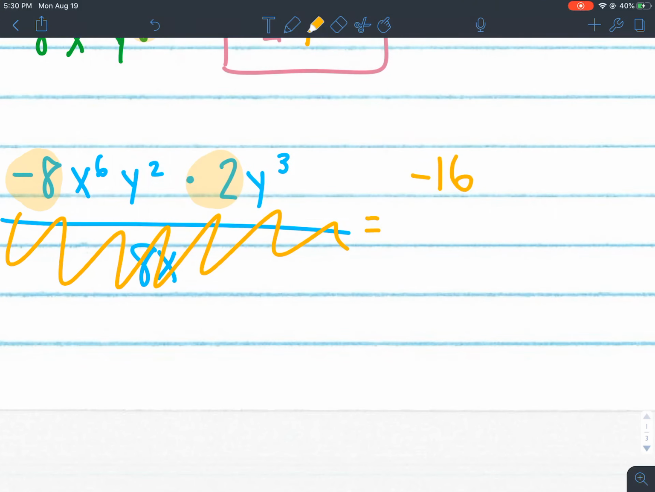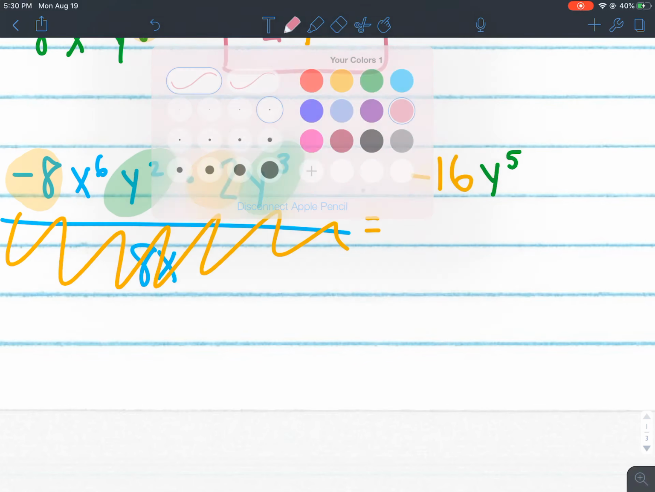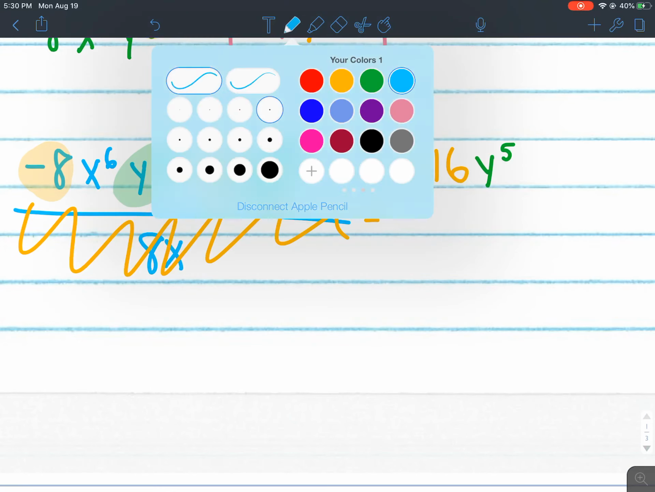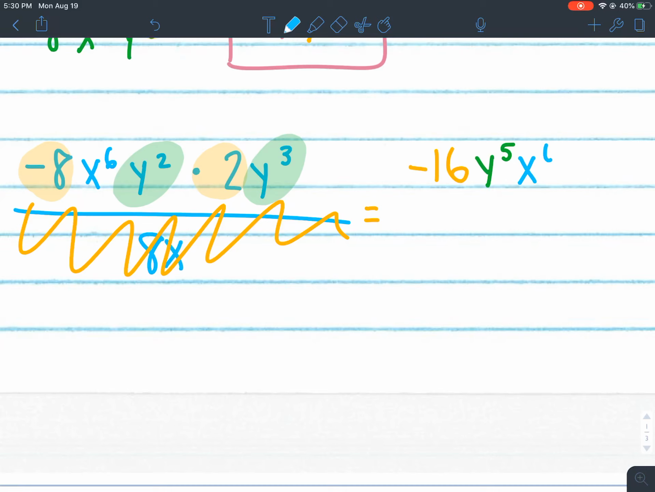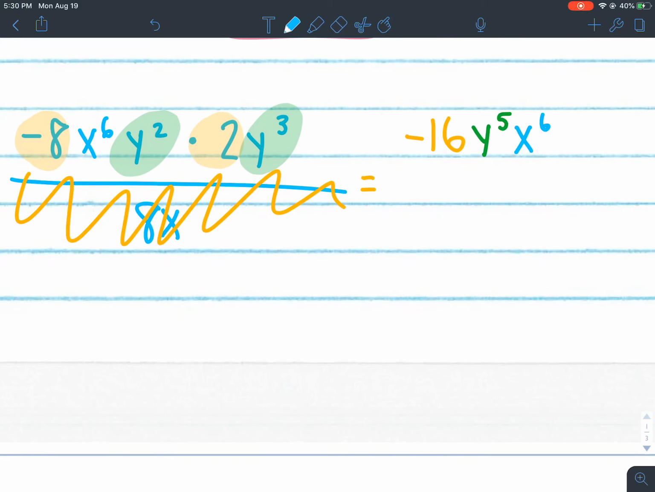I also see that I have some y's that are the same. So same base here, I have y cubed and y to the 2nd. So that's going to be y to the 5th, right? We're going to add those. I have 2 y's multiplied by 3 y's. That's going to be 5 y's multiplied together. And then lastly, I have an x to the 6th that I can't really do anything with, so I'm just going to write that there.